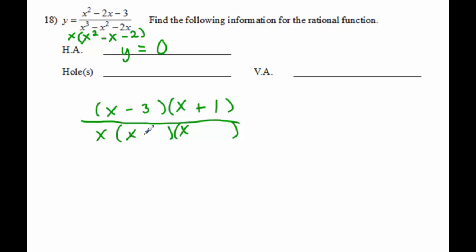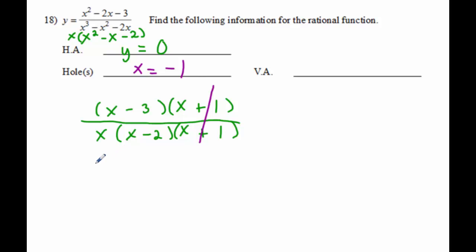So what multiplies to get negative 2 and adds to get negative 1 is negative 2 and positive 1. So does something cancel? The x plus 1's cancel. There's not just an x on top, so the x doesn't cancel. The x plus 1 cancels, which means there is a hole at x equals negative 1.